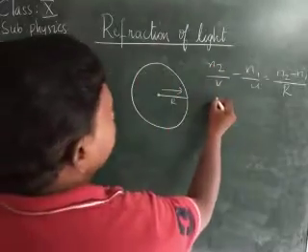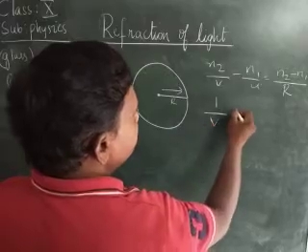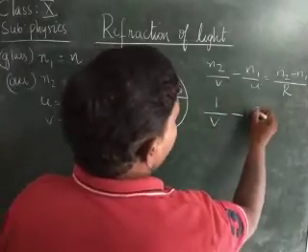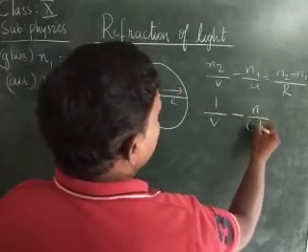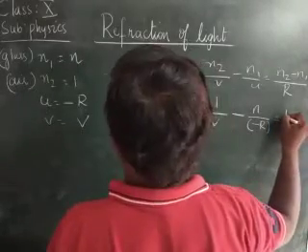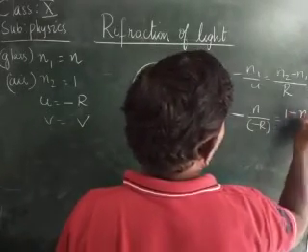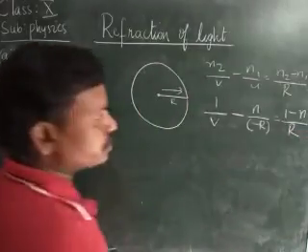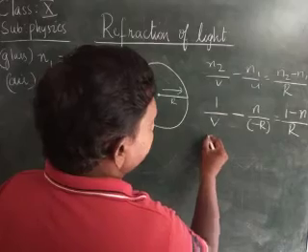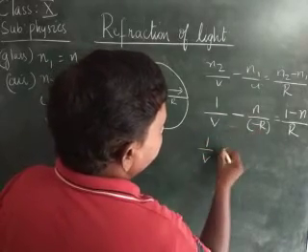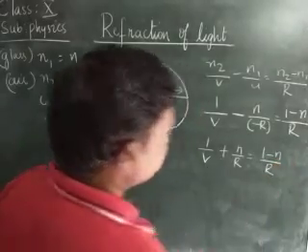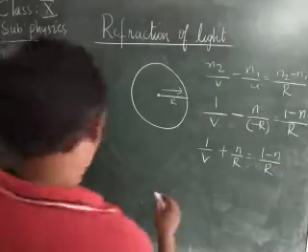What is n2 here? n2 is 1. What is v? v is what we should find. Minus n1. What is n1? n1 is equal to n. What is u? u is minus r. Therefore here we get 1 by v, minus of minus is plus, n by r is equal to 1 minus n by r.